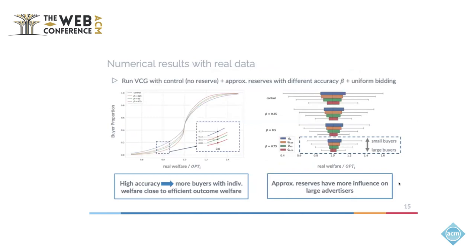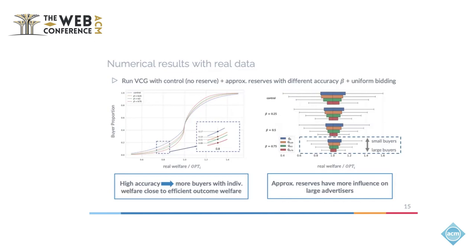Okay, I think I'm running out of time, but let me end the technical part with some numerical studies using real data from a major search ad platform. We run VCG with approximate reserves of different accuracies, as well as a control experiment with no reserves, and we assume all buyers adopt uniform bidding. On the left graph, each point on these S curves shows the proportion of buyers among the whole population who retain at most a certain proportion of their welfare compared to the efficient outcome. For example, at the point where the x-axis is 0.8, the blue line corresponds to the no-reserve control group, and the graph tells us that 17% of buyers can only retain at most 80% of the welfare they would have obtained under the efficient outcome. Equivalently, 17% of the buyers lost at least 20% of their welfare.